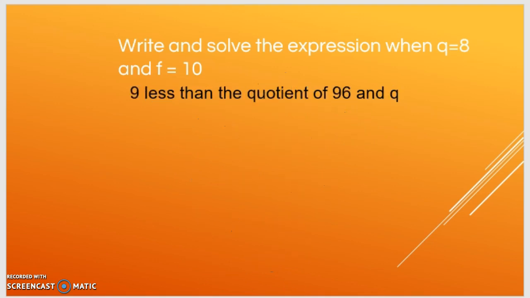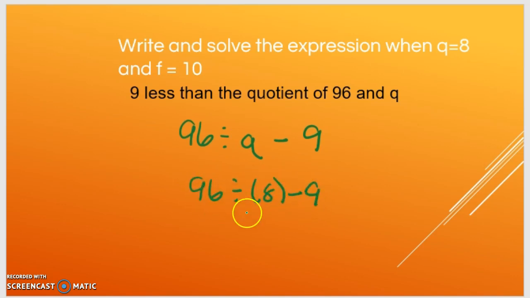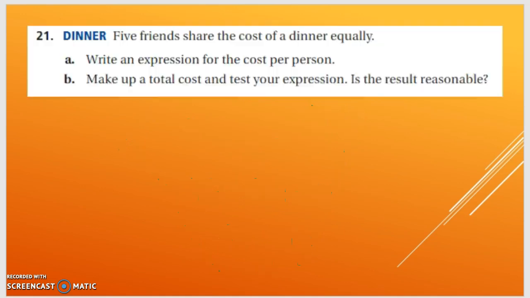Now for this next one, it says 9 less. I know whenever it says less, I put this on the end. So 9 less than the quotient of 96 and q. All right, so I have 96 divided by 8 minus 9. 96 divided by 8 is 12 minus 9. My answer is 3. And I have 4 lines of work for that one.